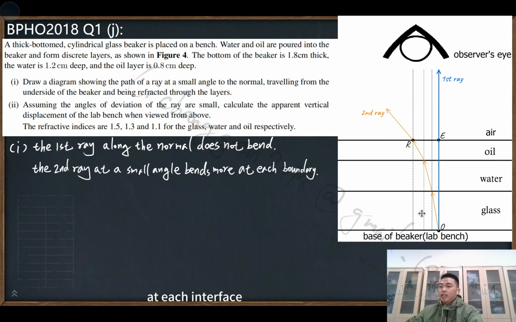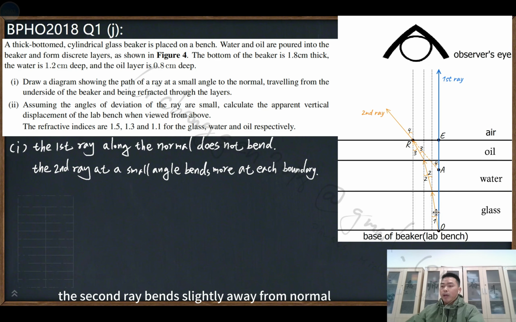At each interface, the second ray bends away from the normal because it's going into a medium with lower refractive index. From glass to water, the second ray bends slightly away from normal. The angle to the normal changes from Z1 to Z2. From water to oil, the second ray bends further away. The angle to the normal changes from Z2 to Z3. From oil to air, the second ray bends even more. The angle to the normal changes from Z3 to Z4, and it emerges into air at point R.